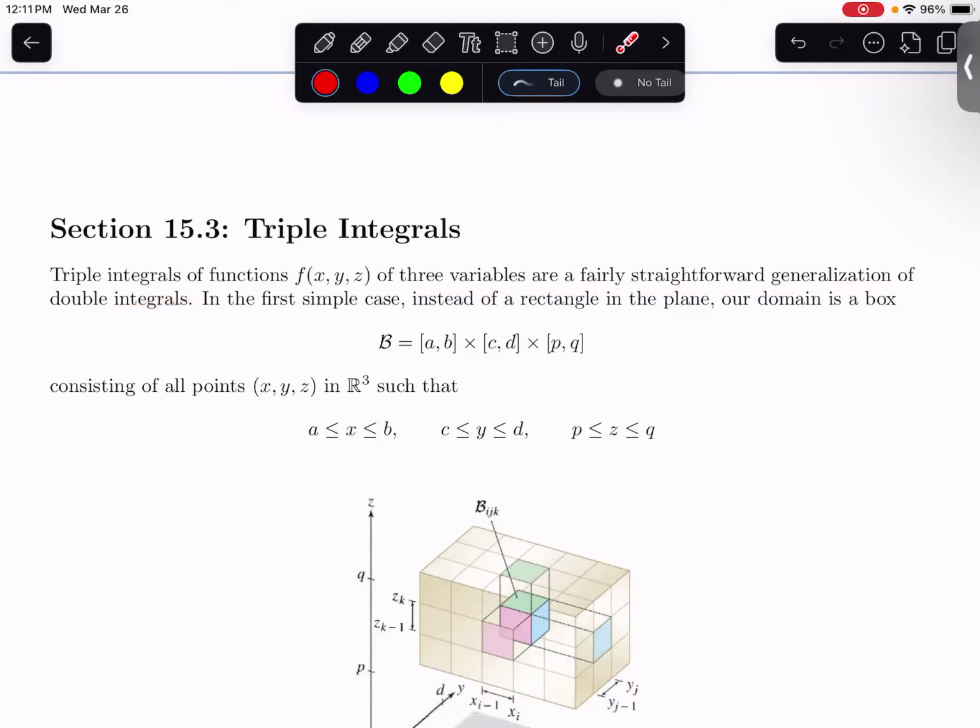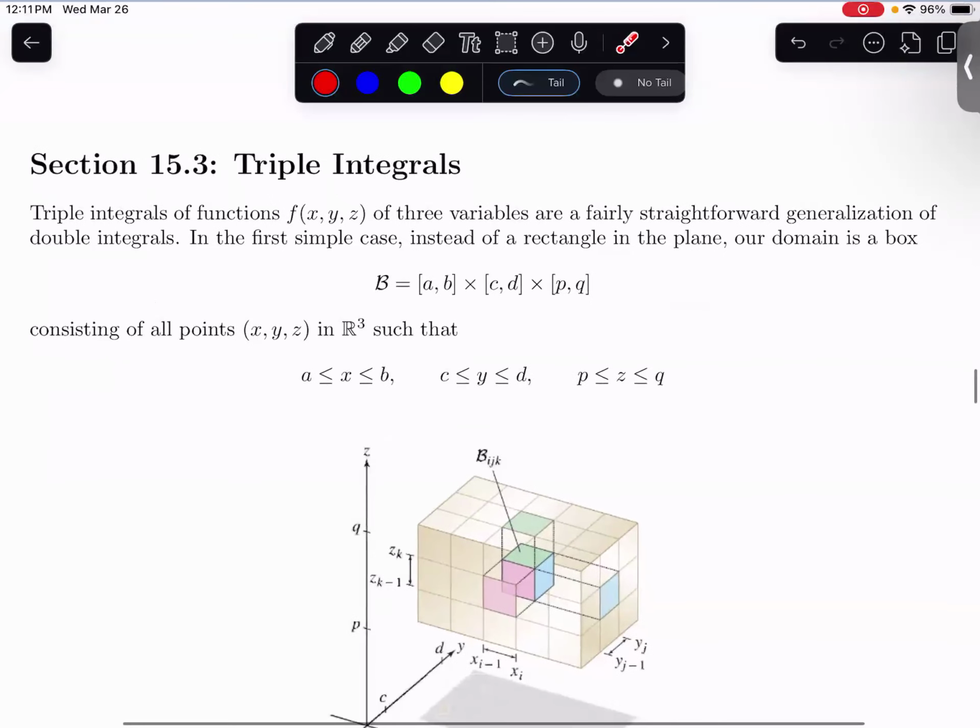What I mean by that is, in single variable calculus, you had an interval that you're partitioning. For double integrals, you took a rectangle and you split it up into smaller rectangles. With triple integrals, you just look at the 3D analog of that. So you take a box and then you subdivide it into smaller boxes. In the simplest case, instead of a rectangle in the plane, our domain is going to be a box, which is really just a 3-dimensional rectangle.